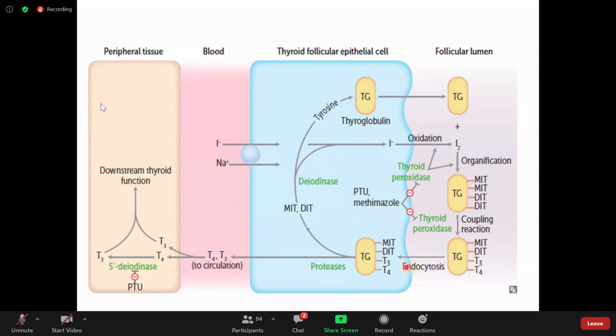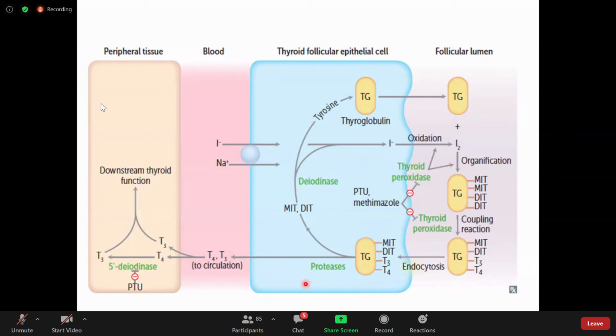Then endocytosis. Then the proteases are going to release the T3 and T4 from thyroglobulin, and these T3 and T4 will go into the circulation. Most of it would be T4, less amount of it would be T3. But in the target cells, we have 5' deiodinase, which can convert T4 to T3, which is the active compound. Similarly, in the follicular cells, the thyroglobulin attached with the MIT and DIT are acted upon by deiodinase, which will release the iodine and also release the thyroglobulin, which can be recirculated.